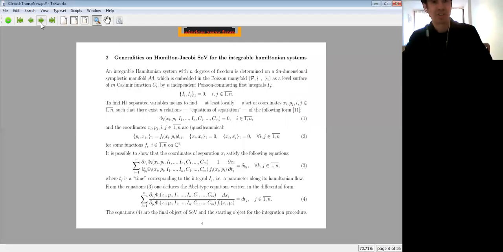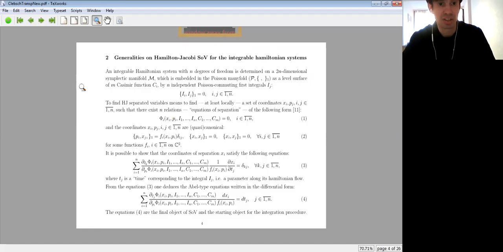And first, I will remind some general facts on Hamilton-Jacobi separation of variables. So we will consider a Hamiltonian system with n degrees of freedom, defined on a 2n-dimensional symplectic manifold, which is embedded as a submanifold of some Poisson manifold, as a level surface of M Casimir functions C_i, and possesses n independent Poisson commuting first integrals I_i.